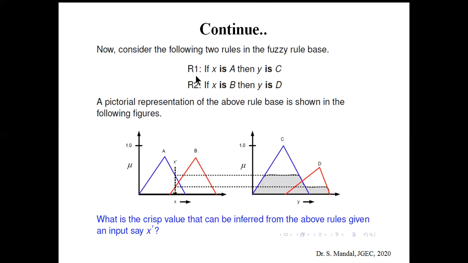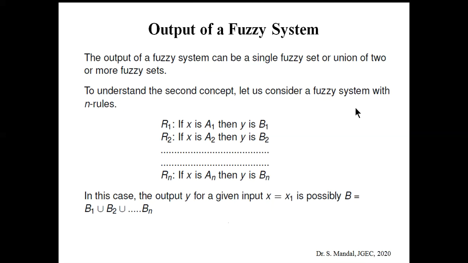Okay, so how can we infer that? To infer this, we need to use the defuzzification process. That is the main agenda of this class. Now, whenever we come to the output of a fuzzy system, the output can be a single fuzzy set or a union of two or more fuzzy sets.